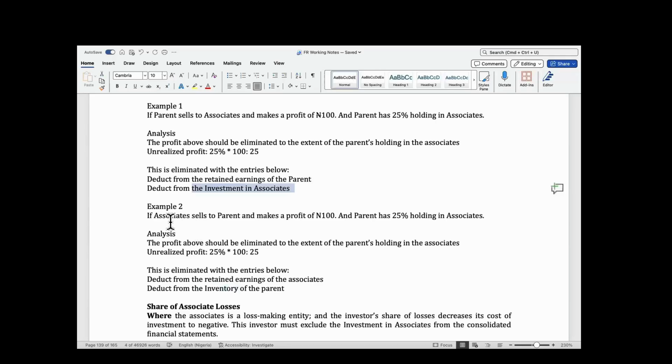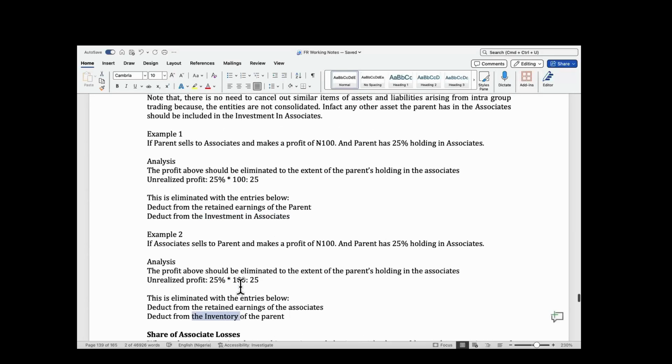But for this one, where it was the associate that sold to the parent, the inventory is with the parent, so we can easily deduct that unrealized profit from the inventory of the parent. And that is it for intra-group transactions.